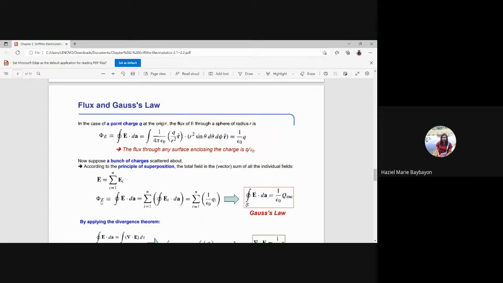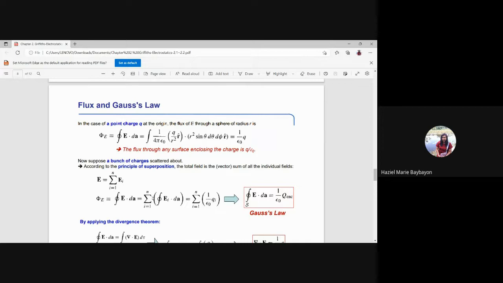So the flux, we can get this using the equation E dot dA. So the flux is equal to the closed integral of E dot dA. And since E is the sum of the individual electric fields, you can have this expression: summation of E sub i dot dA equal to summation of 1 over epsilon naught Q sub i.